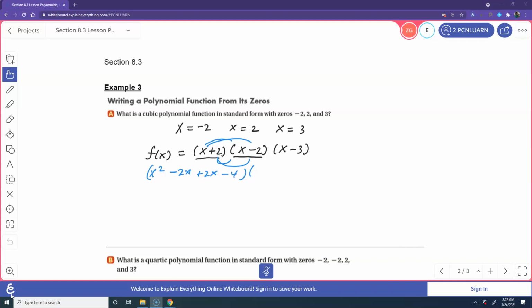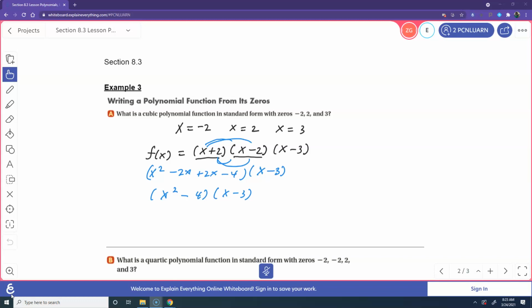And whatever you get here, you're still multiplying times x minus 3. Now you notice x squared minus 2x plus 2x, that's going to cancel. So you're left with x squared minus 4 times x minus 3.